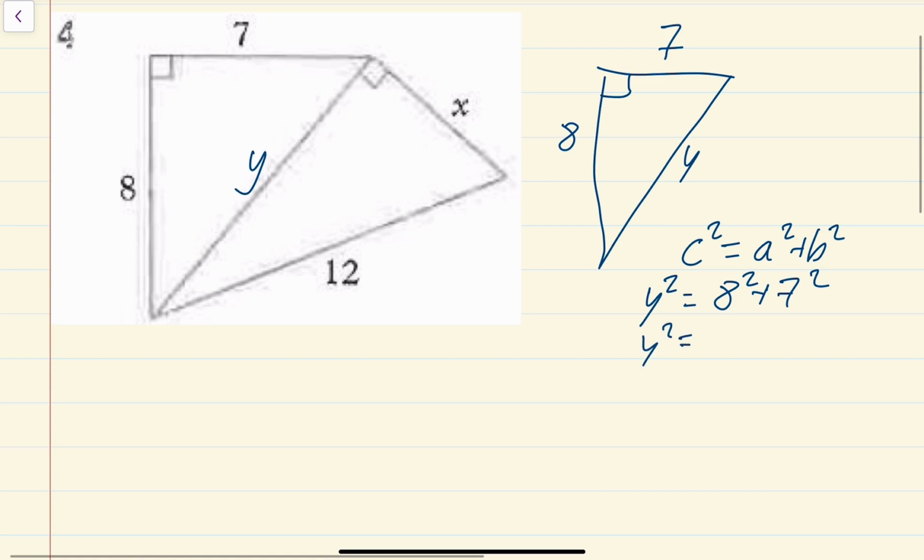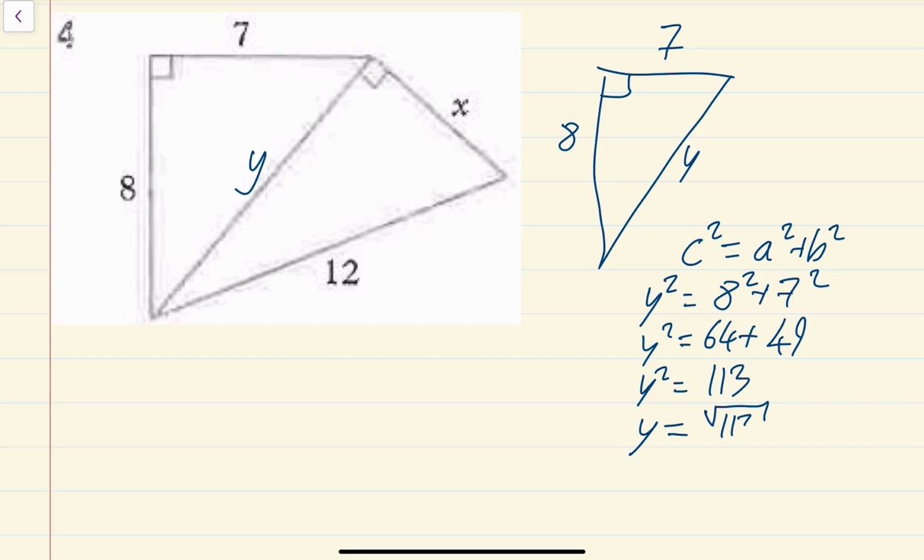Y squared equals 8 squared plus 7 squared. So y squared is equal to 64 plus 49. That means y squared is equal to, so how do you do 64 plus 49 in your head? 60 plus 40 is 100, 4 plus 9 is 13, so 100 plus 13 is 113. Now y is equal to the square root of 113. This is a perfect value for your y. So instead of finding what y is to whatever number of decimal places, just leave it as it is, that is fine.